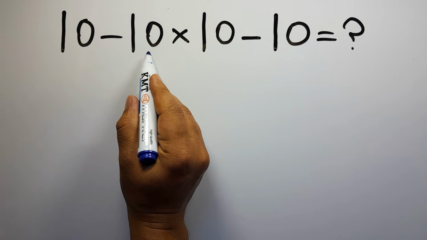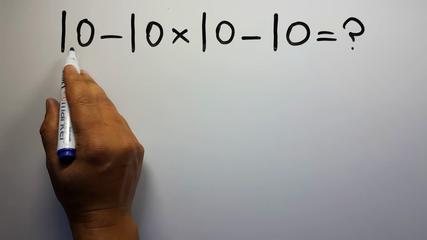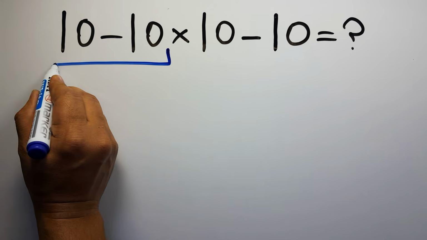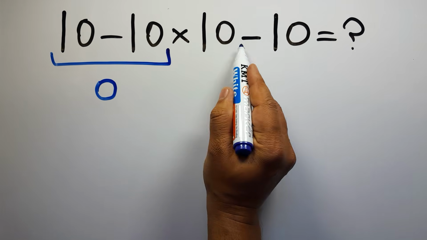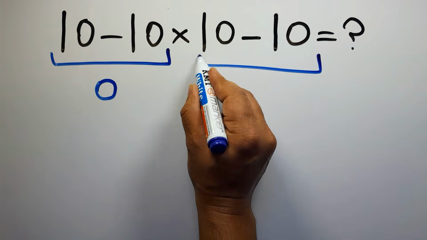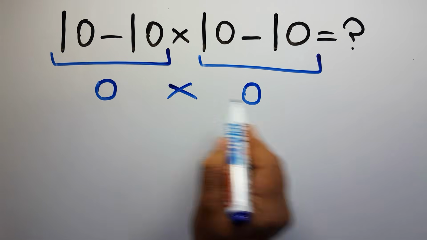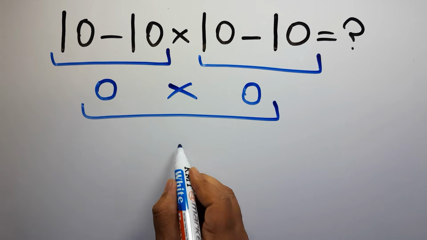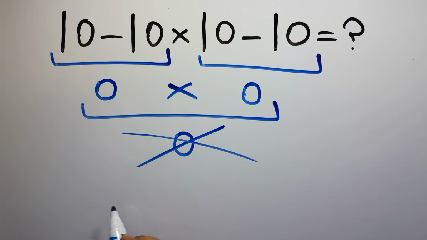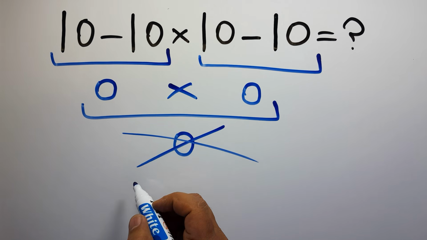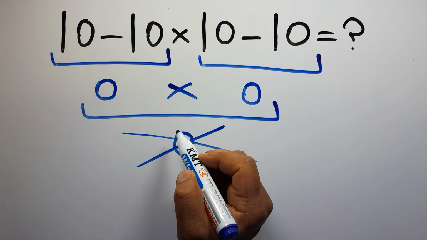10 minus 10, then times 10 minus 10. 10 minus 10 equals 0. And again here we have 10 minus 10. So 0 times 0 is just 0. But this answer is not correct, because according to the order of operations, multiplication has higher priority than subtraction.